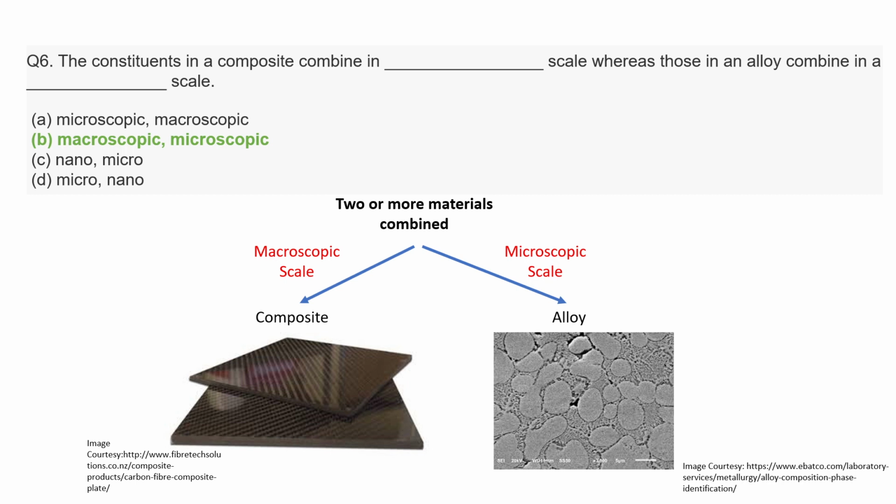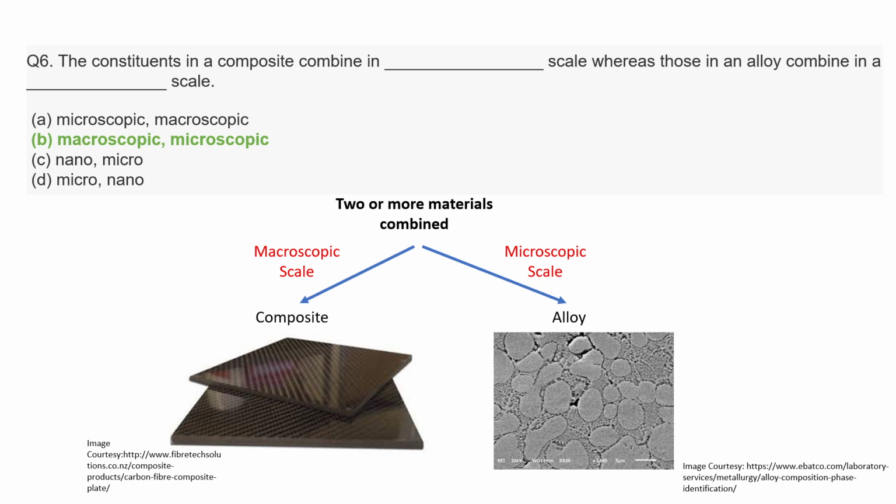We can't say which, but with reinforcements we can mostly see and tell which type of reinforcement is used, not the matrix part, but still we can differentiate, and that's why we say they are combined at a macroscopic level. But in an alloy, when we see an alloy metal ring or anything, we can't say, okay, this part is this metal or that. That's why we say that it is combined at a microscopic level.